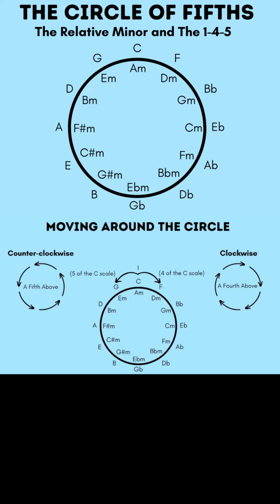And then that works all the way around. So you can keep going, right? If you go from G to D, that's also a fifth. D is the fifth of G. If you go again, A is the fifth of D, right? So it's the fifth note in the D scale. E is the fifth note of A, and so on and so on, all the way around.